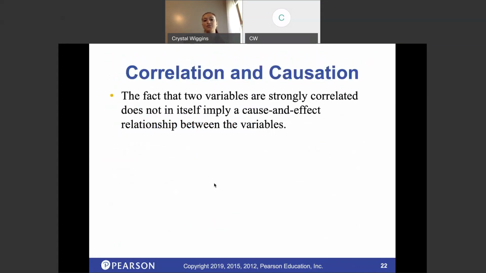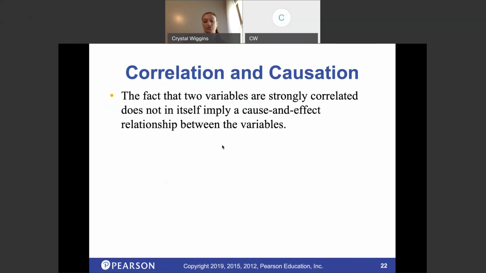Okay, the fact that the two variables are strongly correlated does not in itself imply a cause and effect relationship between the variables. It is not saying, since we showed a positive relationship between the time of duration of the eruptions of Old Faithful and the time between the eruptions, so what it's showing us is that the longer the eruption is, then the longer the duration time between the next one. But it doesn't mean that one causes the next. They just happen to have a strong correlation.